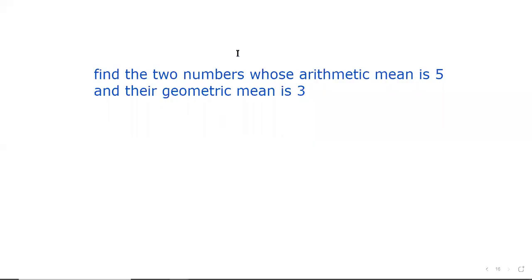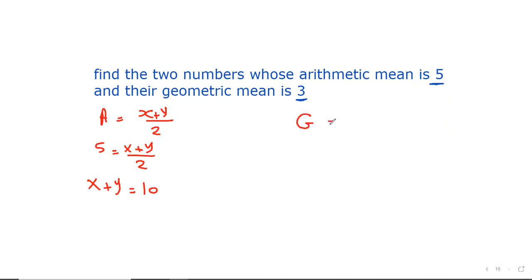Find the two numbers whose arithmetic mean is 5 and their geometric mean is 3. So the arithmetic mean equals (x plus y) divided by 2. So 5 equals (x plus y)/2. Cross multiplying, x plus y equals 10. And the geometric mean is the square root of x times y, so 3 equals the square root of xy. Squaring both sides, xy equals 9.